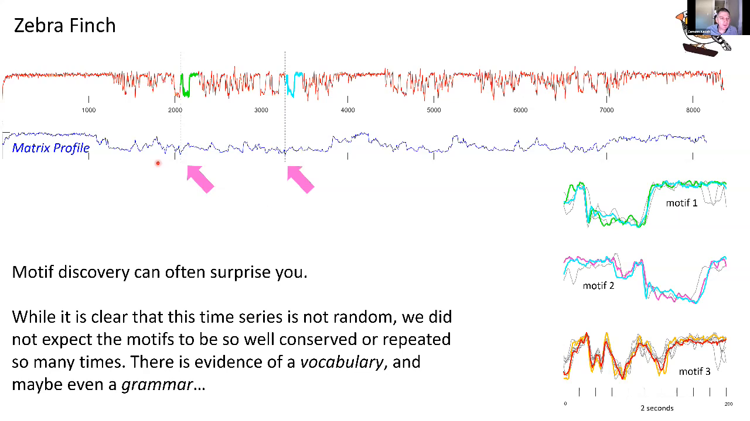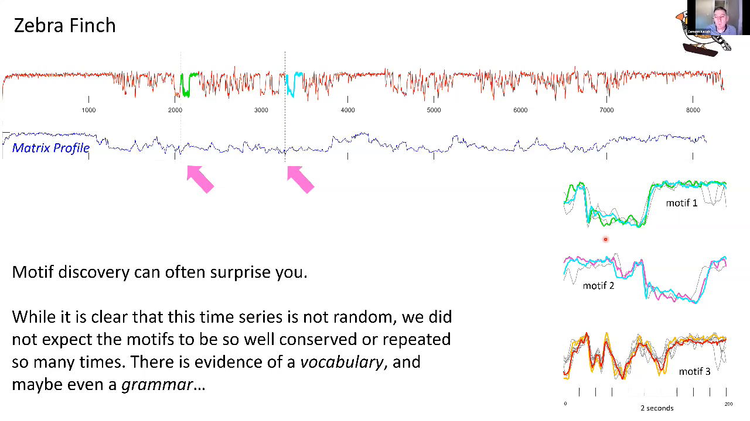I can simply look for the smallest values of the matrix profile, which are here and here, and that corresponds to that shape and that shape, which I plotted here at larger scale, and I've called it motif 1. Actually, there are 2 more examples very much like that in this data set, so I've actually put them here in gray.